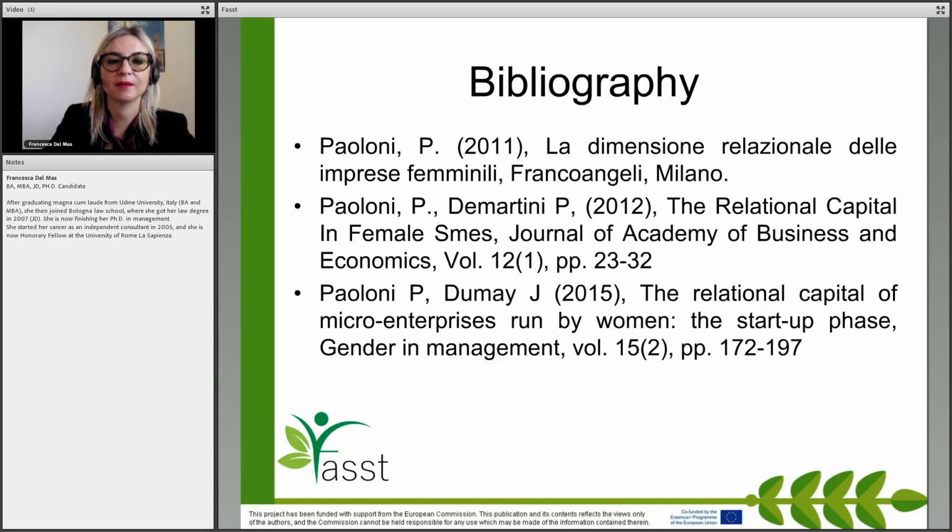So here you have some bibliography where you can read more about the CHAOS model of micro-entrepreneurship and the network relationship model.